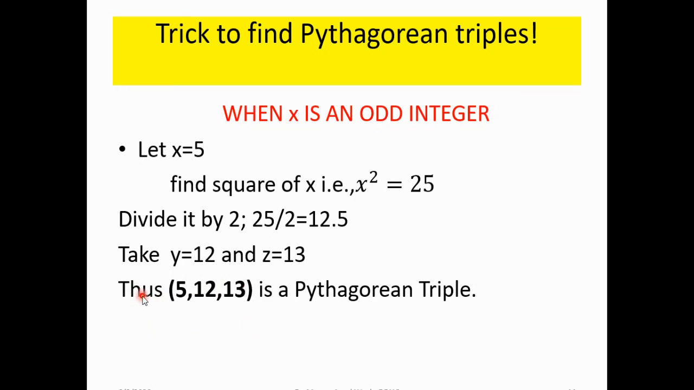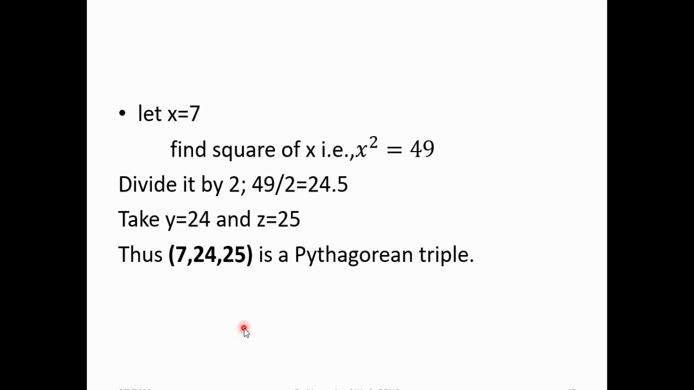Let us see once again what we have done. x is 5, then find its square, divide by 2, which is 12.5. Then y will be 12 and z will be 13. Let us consider another case. Let x be 7. Find its square, that is 49, divided by 2. 49 by 2 is 24.5. So y is 24 and z is 25. You can verify that 7, 24, 25 is a Pythagorean triple.